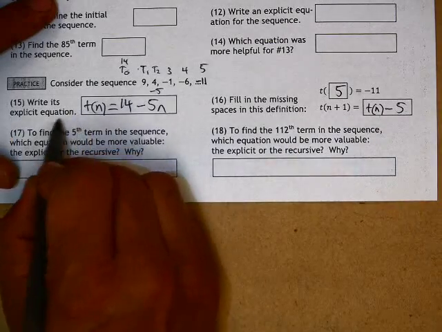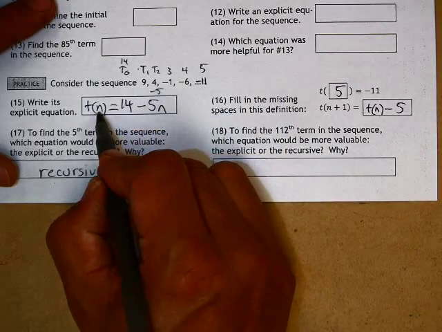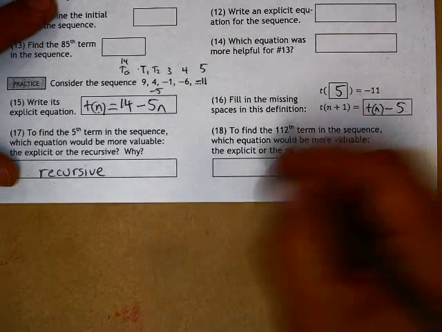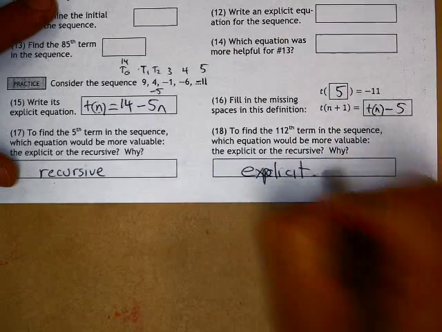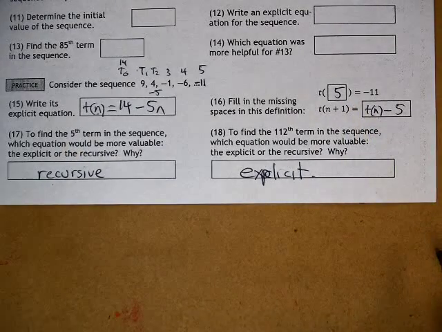However, if I use the explicit equation, or the arithmetic, I would plug in 112, 14 minus 5 times 112. So the explicit equation would be the way to go for the large terms. The recursive would be the way to go for the short term.